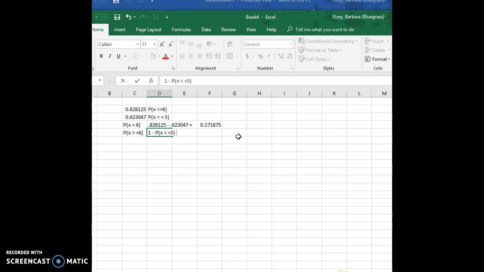So in this case, we're just going to do 1 minus the 0.623047 that we had for the probability that x is less than or equal to 5. And we get 0.376953. And there we go. And this would be the same thing that we got in our table, just to a greater number of decimal places.